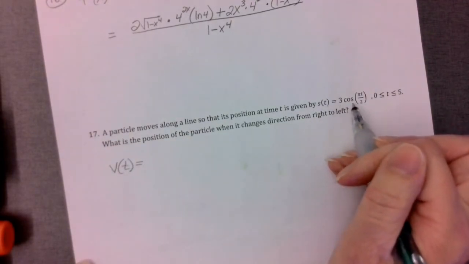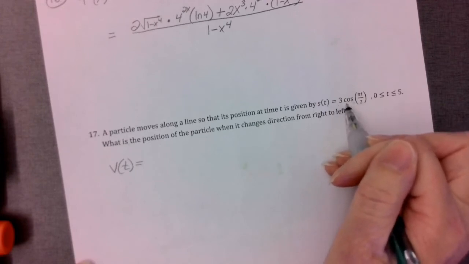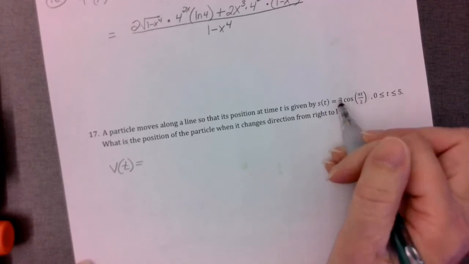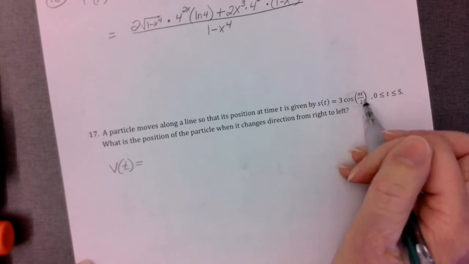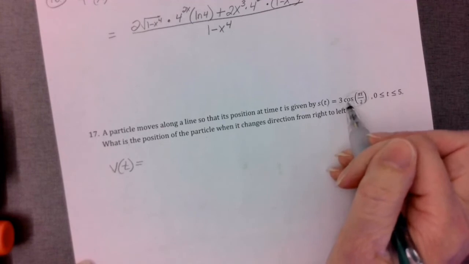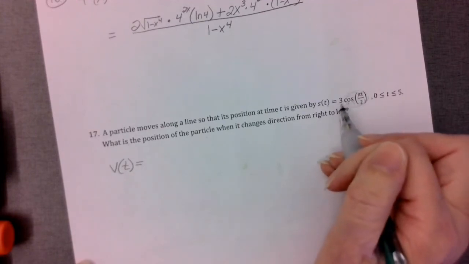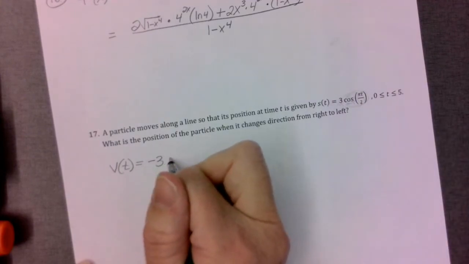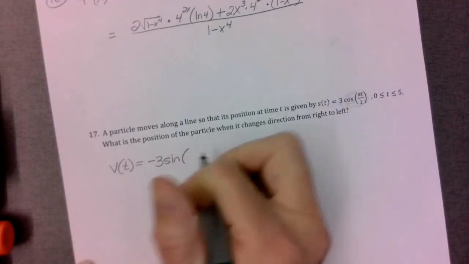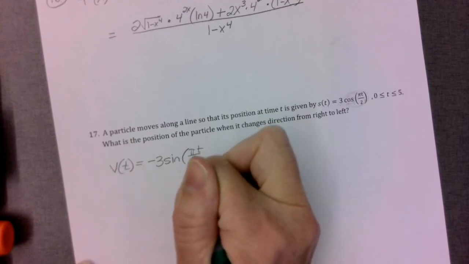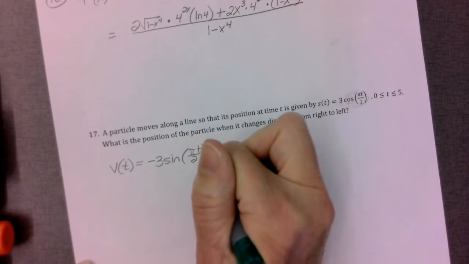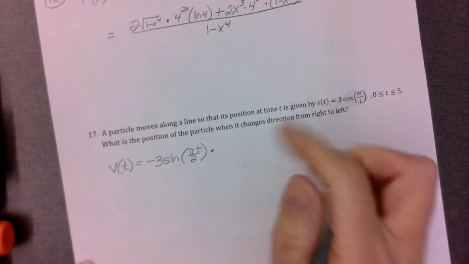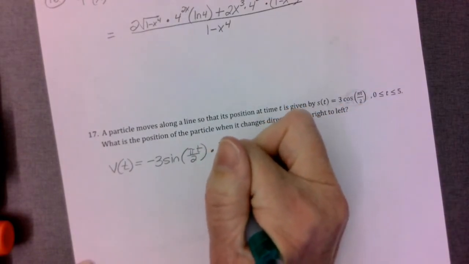3 is a constant multiplier, so I'm going to carry it along with the derivative of this composition. I have a cosine, and then I have an angle. So there's 2 pieces to this derivative. Derivative of cosine goes to negative sine, but it's a negative 3 sine of pi t over 2. Notice the inside is staying the same, times the derivative of that inside, which is pi over 2.